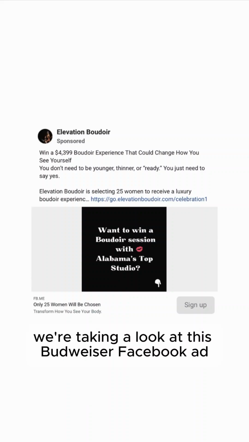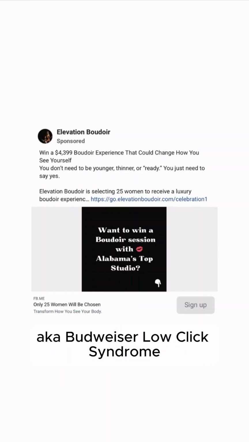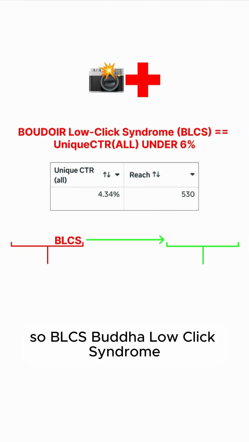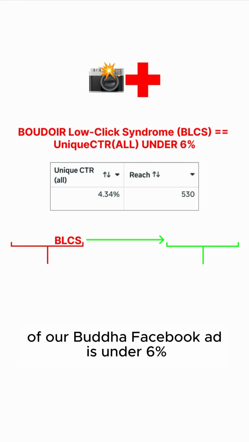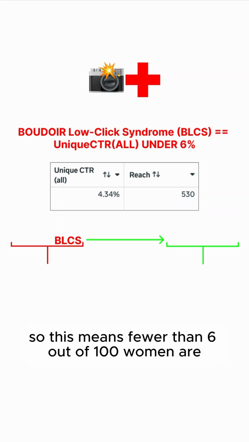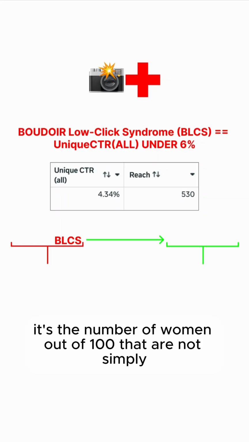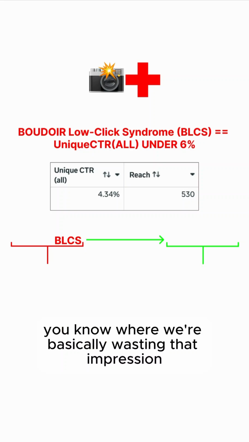All right, we're taking a look at this Boudoir Facebook ad. Going to diagnose it, see if we believe it has BLCS, aka Boudoir Low Click Syndrome. So BLCS is when the unique CTR on our Boudoir Facebook ad is under 6%. This means fewer than 6 out of 100 women are clicking somewhere on our ad, aka it's the number of women out of 100 that are not simply scrolling right on by, where we're basically wasting that impression.